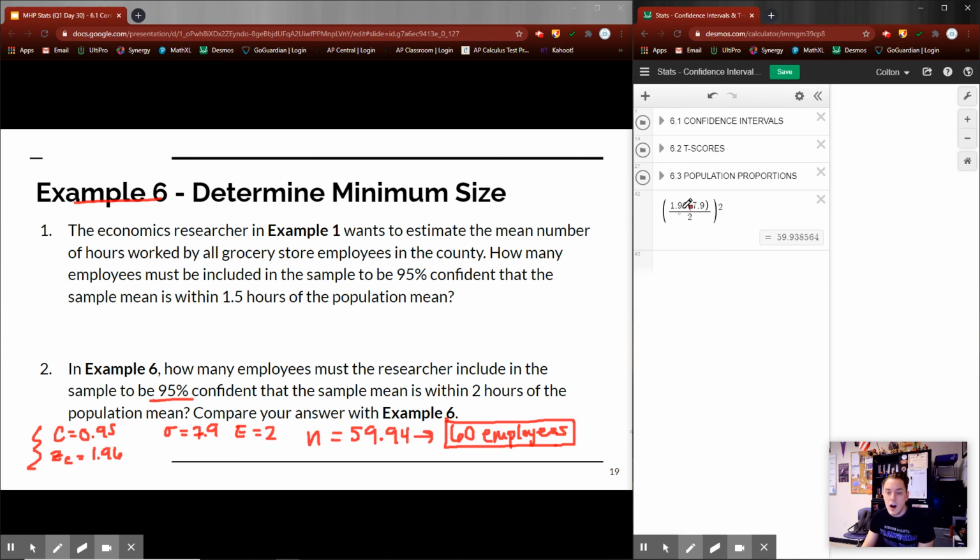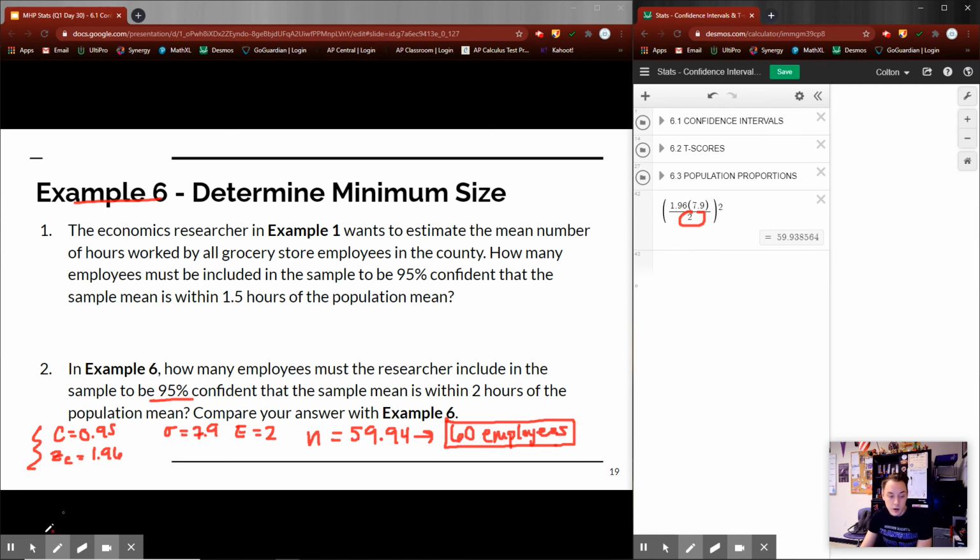Perfect. So all I have to do is change that E there from 1.5 to 2, and then I get 59.9, which would be roughly 60 employees. So in order to achieve a 95% confidence that my mean lies between any given interval, I need to have a minimum sample of 60 employees.